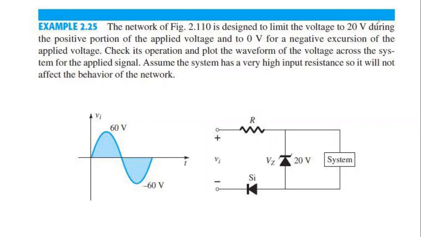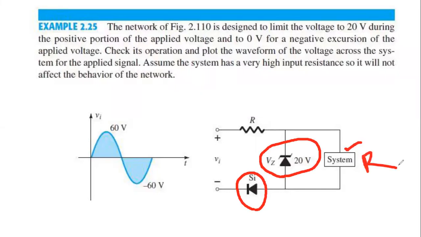Okay, my student, I'm continuing this example. In this circuit diagram, this is a Zener diode and this is the silicon diode. You can see there is one more load, a load R1. We have an input voltage of 60 volt plus minus, that means an AC voltage. Let me read the question: the network is designed to limit the voltage to 20 volt during the positive portion and 0 volt during the negative portion.